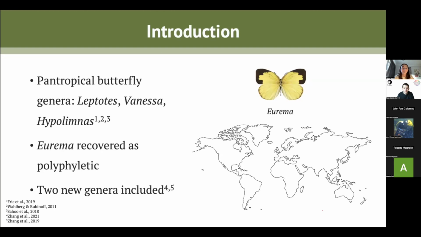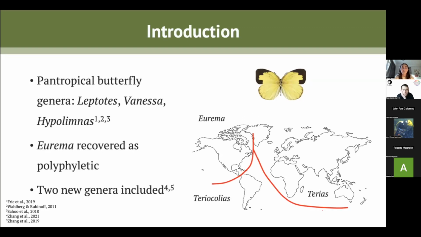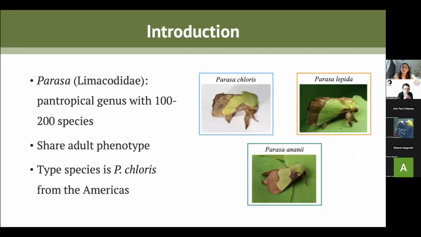However, in some cases, inaccurate taxonomy exists. For example, the widespread butterfly genus Eurema was recovered as polyphyletic in a multi-gene phylogeny, and so the taxonomy was recently amended to include 2 additional genus names. Such incorrect classifications of widespread genera may still exist and require investigation.